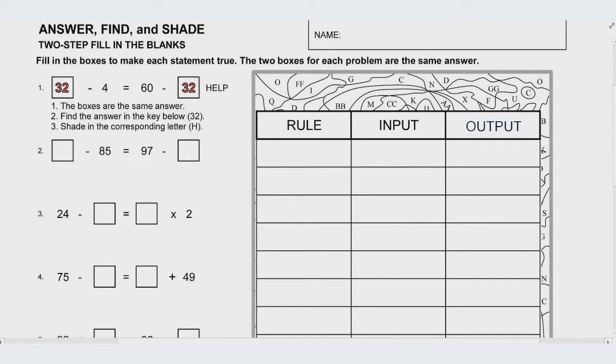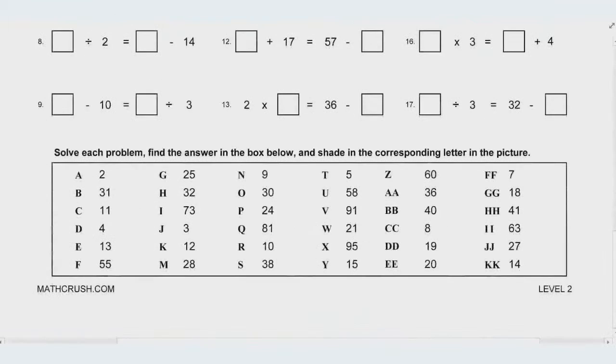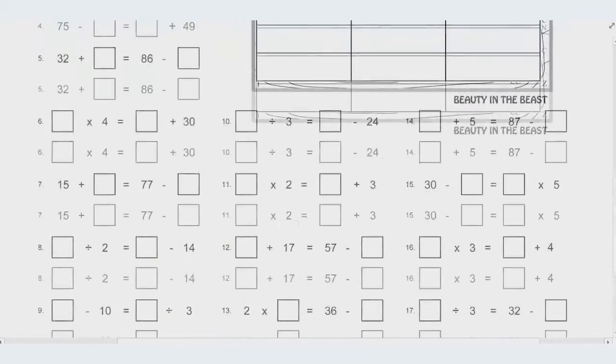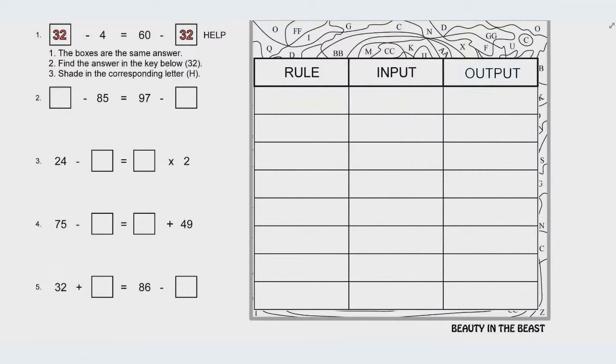And once we've done that, we're going to come down here to our other box, and we're going to look for the number 32. 32, 32, where are you? Oh, there it is, right there next to H. And then we're going to come up to our picture, which I apologize I've covered up because I had to put my input-output chart somewhere, and we're going to color in or shade in the letter H. And that's what we need to do.